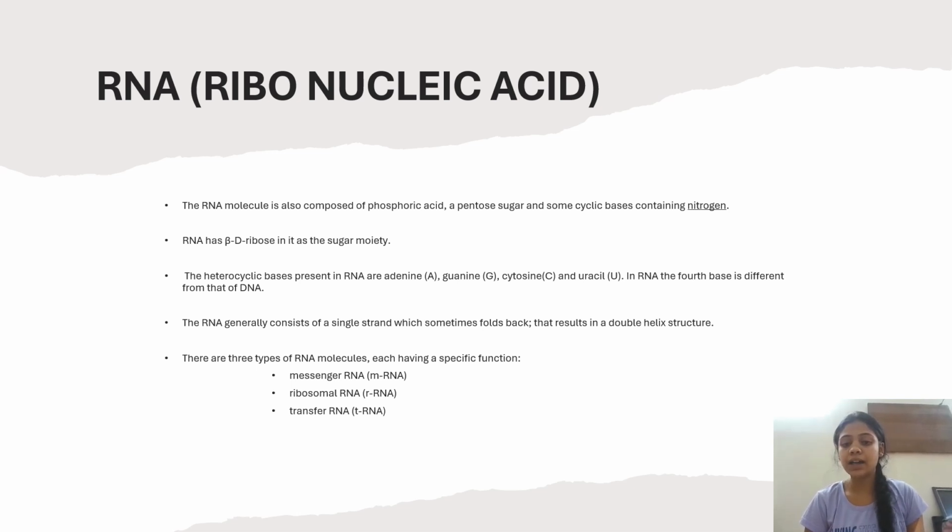In RNA, the fourth base is different from that of DNA, as we discussed. RNA generally consists of a single strand which sometimes folds back, which results in a double helix structure. There are three types of RNA molecules, each having specific functions: messenger RNA, ribosomal RNA, and transfer RNA, which are nothing but mRNA, rRNA, and tRNA.